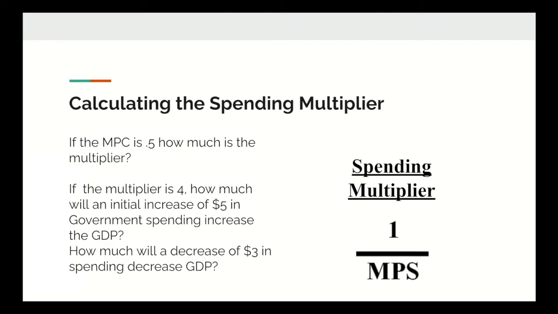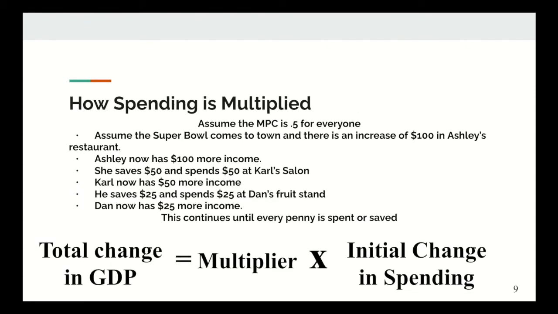So earlier we were talking about how one person's spending turns into another person's spending, turns into another person's spending, and we have like a multiplier effect through the economy. Well, if we don't want to walk through every single step, we can just calculate our spending multiplier and figure out how much the GDP is going to increase by or decrease by when we start spending or stop spending money. So here's how spending is multiplied.